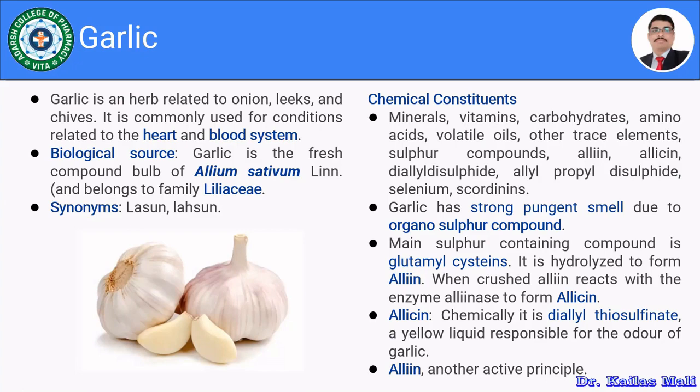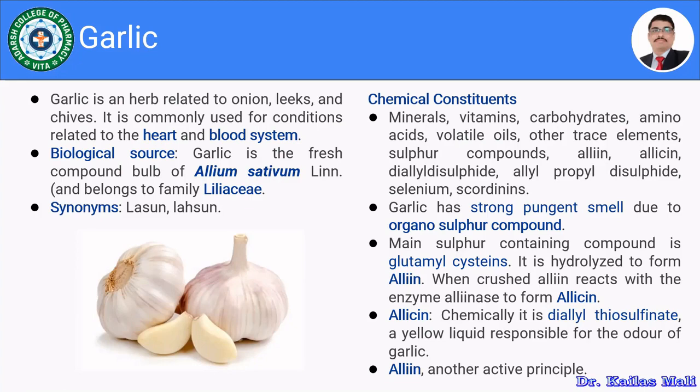Whatever the strong pungent smell of garlic, it is due to the organosulfur compounds which are present in the garlic. The main sulfur-containing compound is glutamyl cysteine. It is hydrolyzed to form alliin. When the garlic is crushed, listen carefully, when the garlic is crushed, the alliin reacts with the enzyme alliinase and forms allicin.